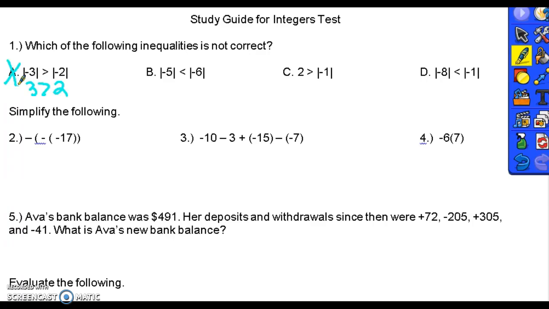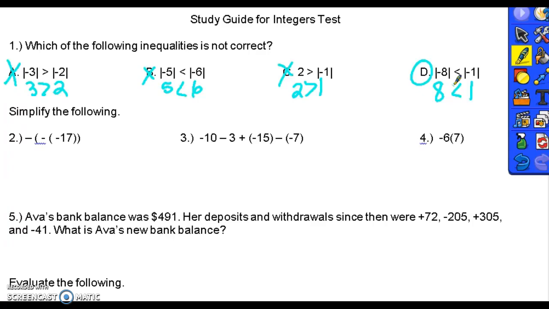B, the absolute value of -5 is 5. The absolute value of -6 is 6. 5 is less than 6, so it's not B. The absolute value of -1 is 1. 2 is greater than 1, so it's not C. The absolute value of -8 is 8. The absolute value of -1 is 1. 8 is greater than 1, so this is not true.